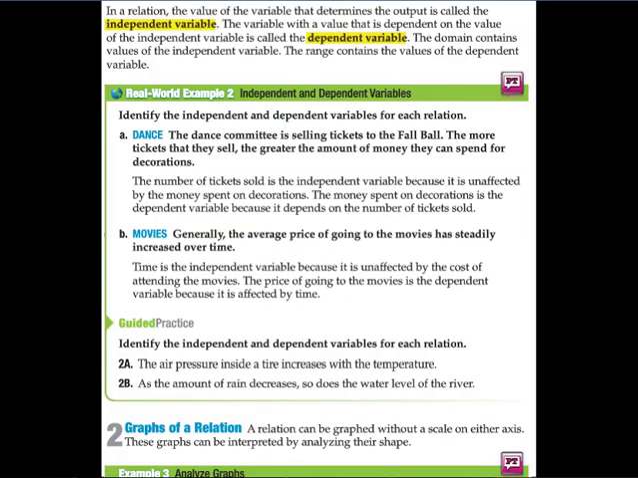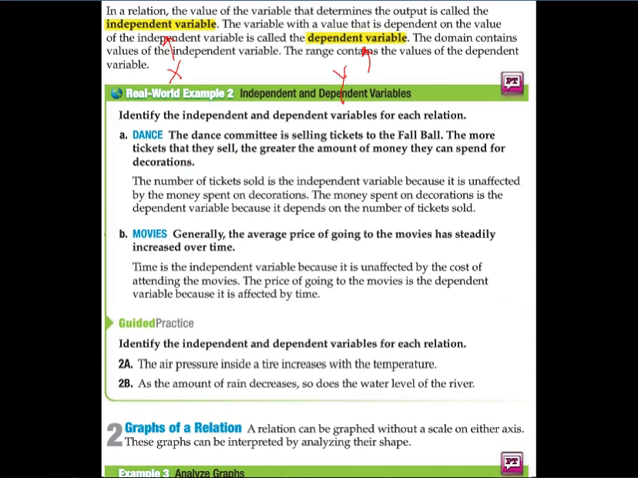Okay. In a relation, the value of the variable that determines the output is called the independent variable. The independent variable is the x. And the dependent variable is the y values, all right? So if we take a look right here, just identifying which one depends on the other, okay?